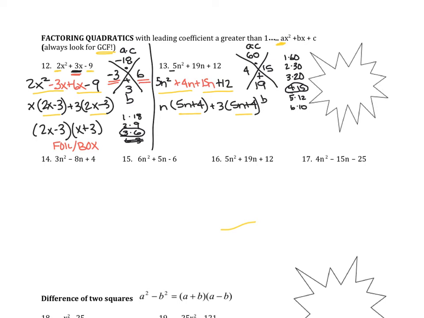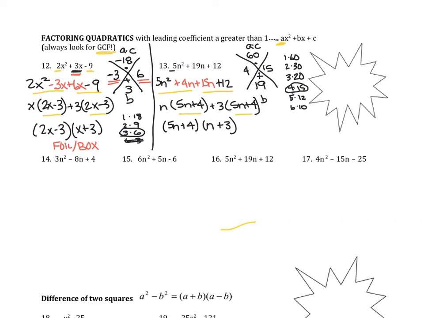So now I'm going to factor out my 5n plus 4. So I have 5n plus 4 times my leftover, which is an n. My leftover in the second term is plus 3. And this is my final answer. I can FOIL or box that to see if I get my original trinomial back.